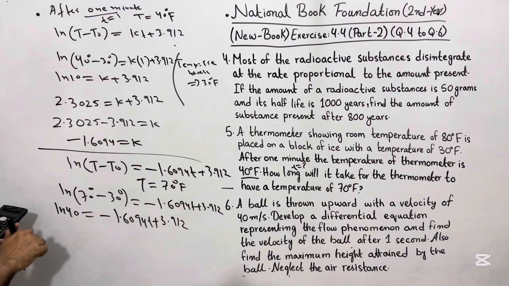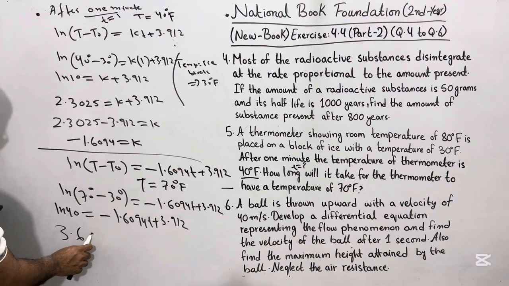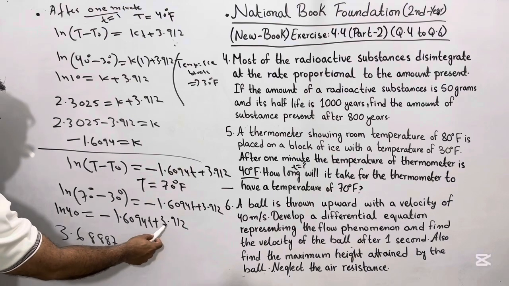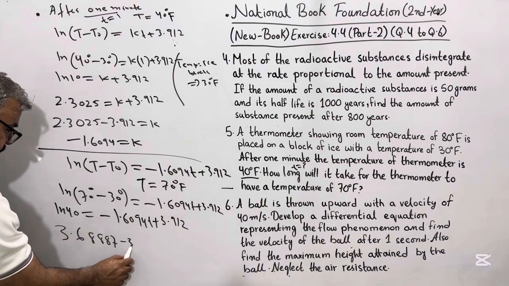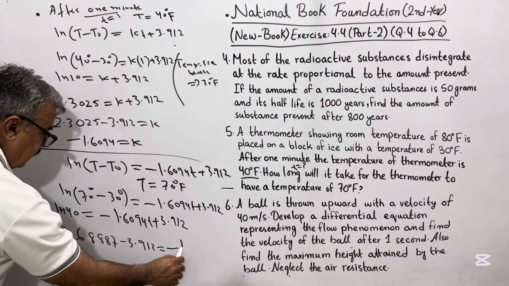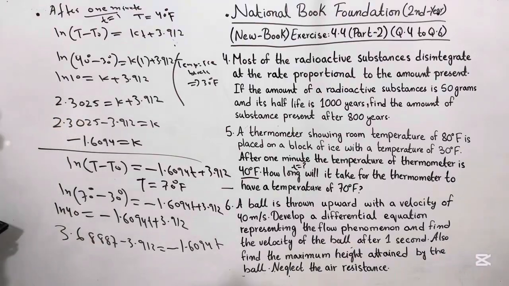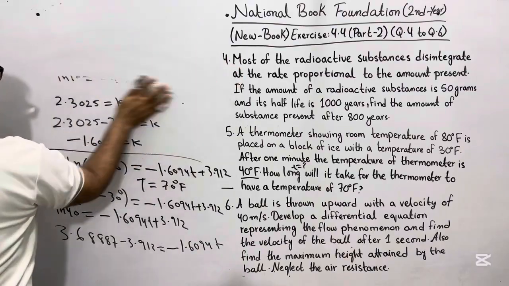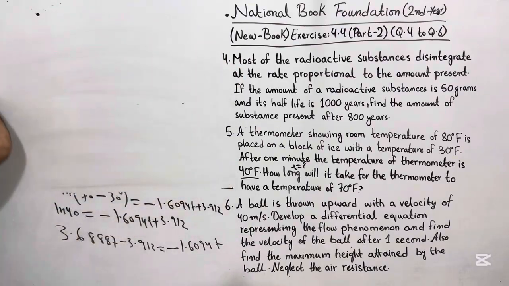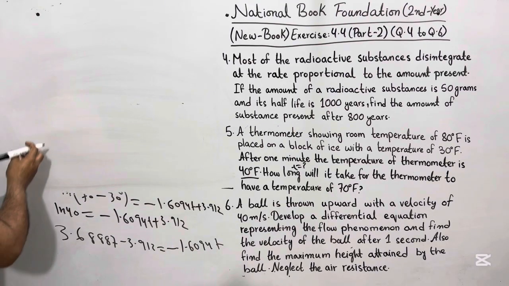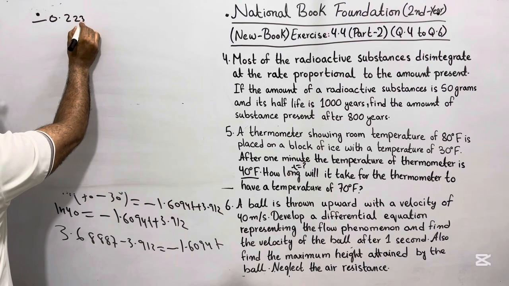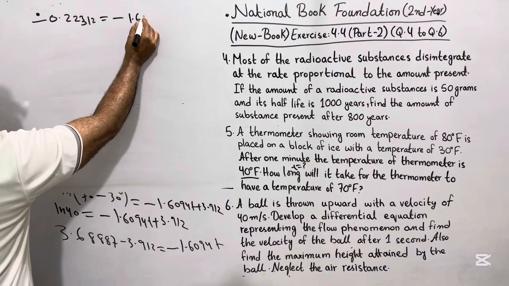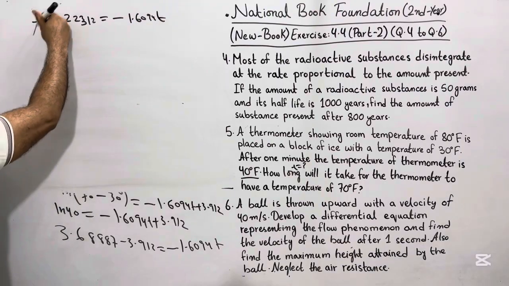ln 40 is 3.6887. Shift this 3.912 from right to left, and it will become negative: 3.6887 minus 3.912 is equal to negative 1.6094 times t. I am trying to manage the space to give you a good view. The calculation is manual. It's equal to negative 0.22312 equals negative 1.6094 t. The negatives cancel out.